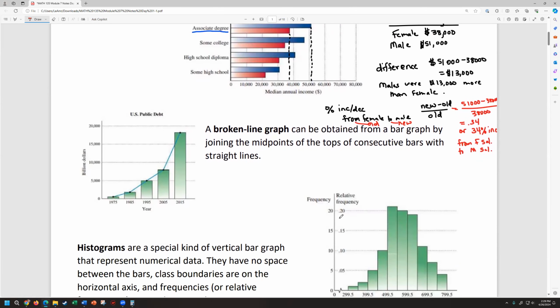We also have what's called a broken line graph, which can be obtained by getting your bar graph and just finding the midpoint of the top of each bar. So notice they just found the middle of the top of each bar.